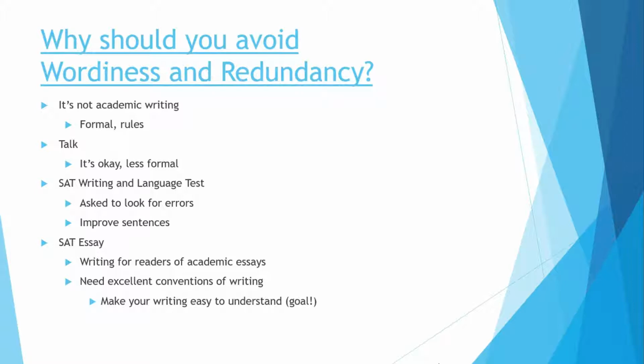So why are we trying to avoid wordiness and redundancy? Well, it's not used in academic writing. In academic writing, we have rules and it's very formal. Wordiness and redundancy is how we talk and we don't pick up on it, and that's okay because it's less formal. But on the SAT writing and language test, you're asked to look for errors, such as wordiness and redundancy, and you look for those errors in order to improve sentences.